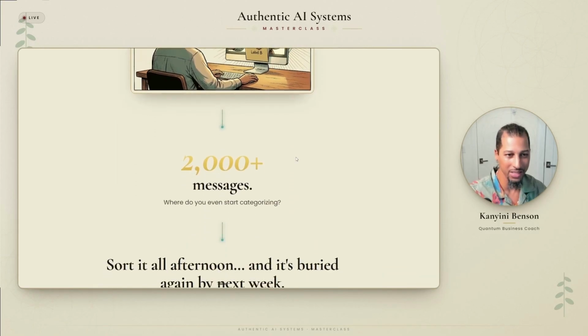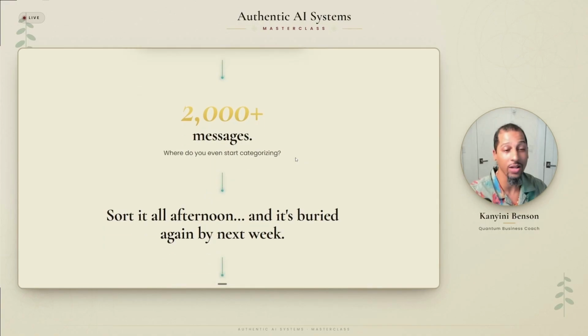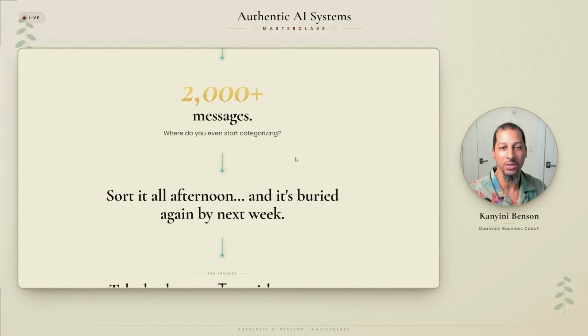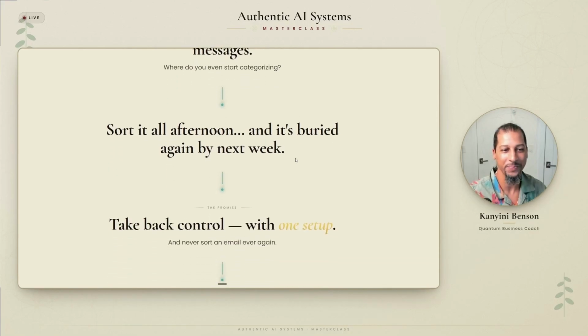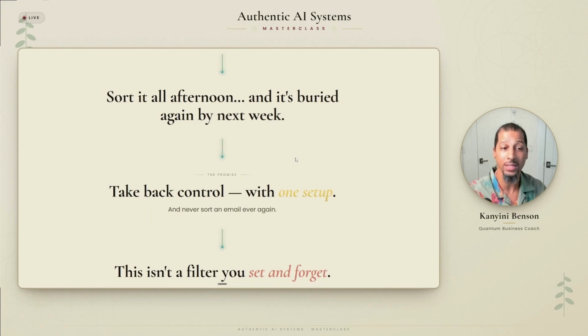Now, if you're like me, you probably have over 2,000 messages that you don't even know where to start categorizing. And maybe you've actually done what I haven't done, which is take an afternoon to sort it all out, only to be buried again by the next week of a barrage of emails. What I'm about to show you will allow you to take control of your inbox with one setup and never sort an email ever again.